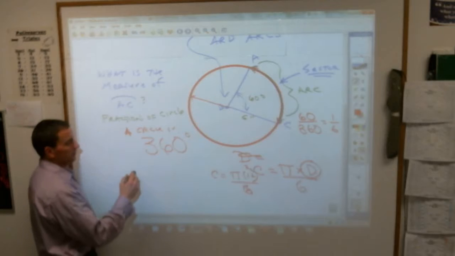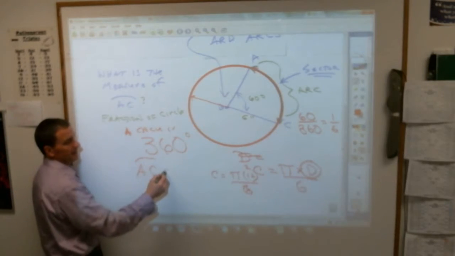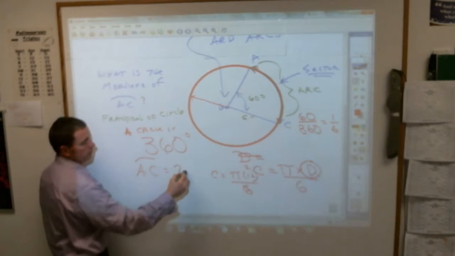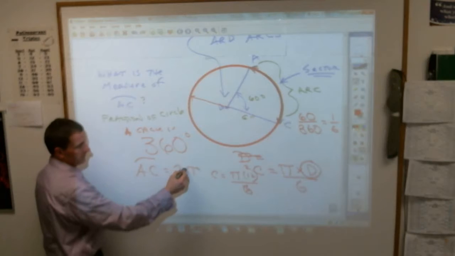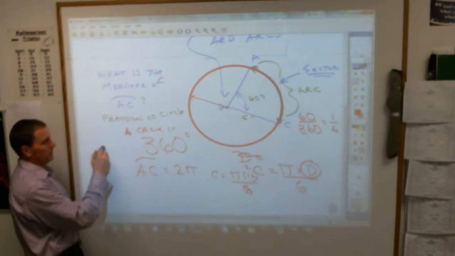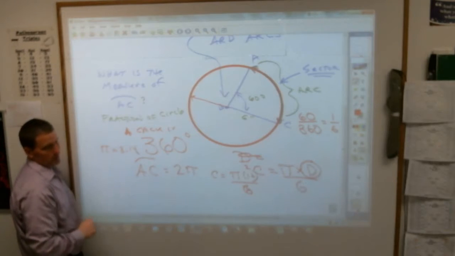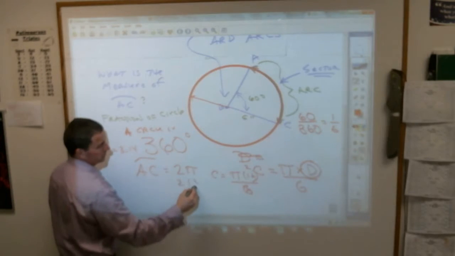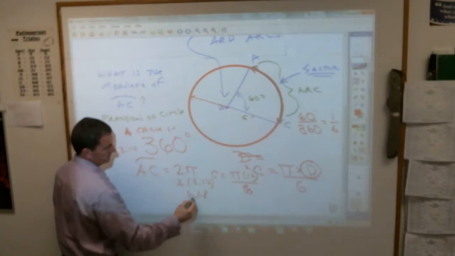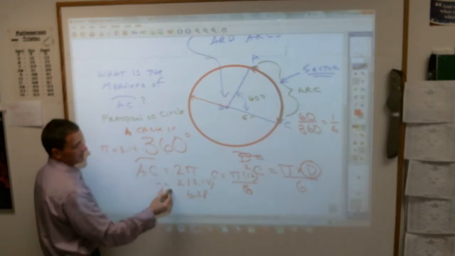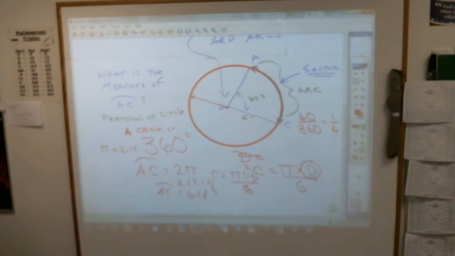2. So you would label it like this, please do this: arc AC equals 2 pi, if they tell you to leave it in terms of pi. If they tell you that pi is 3.14, you're going to have to take 2 times 3.14 and get 6.28. And again, that's arc AC equals 6.28 inches.